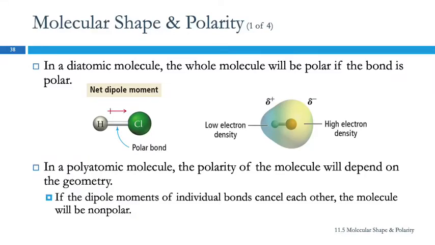So molecular shape and molecular polarity are related to each other. We've talked about polar bonds. This is HCl, and the chlorine has a higher electronegativity, is more attractive to the electrons than the hydrogen, and so there's a dipole moment, which we can represent as an arrow pointing to the more electronegative one with a plus on the plus side.